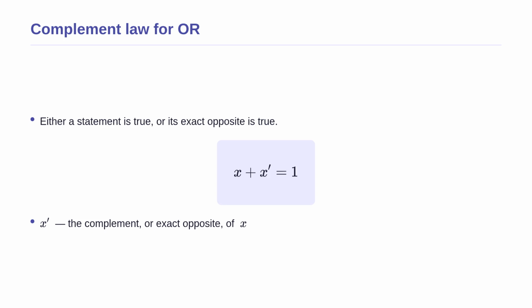This brings us to a profound statement of logic, the complement law for OR. This formula states that either a statement is true or its exact opposite is true. The symbol x prime represents the exact opposite or complement of x. Because one of these two conditions must absolutely be true in any situation, the result of ORing them together is always 1, representing absolute truth. Physically, this means that if you cover all possible states of a variable, the combined logical condition will always be satisfied, no matter what happens.